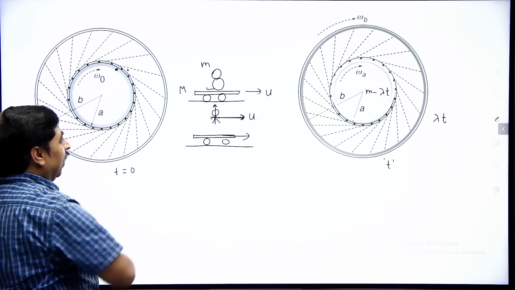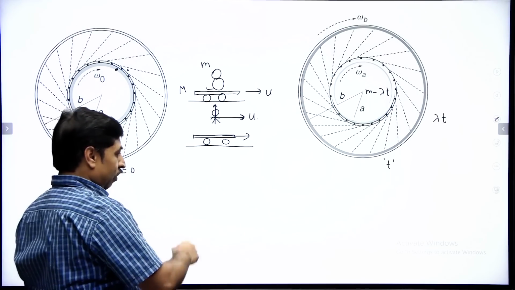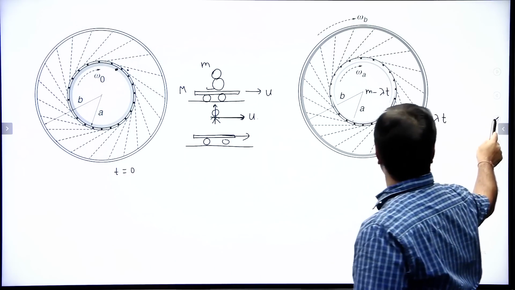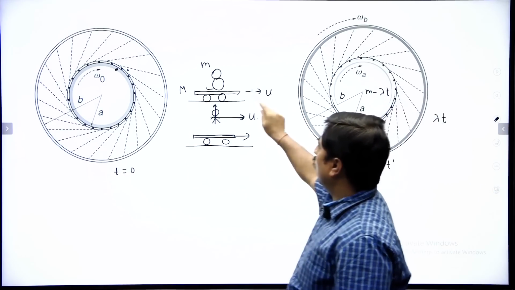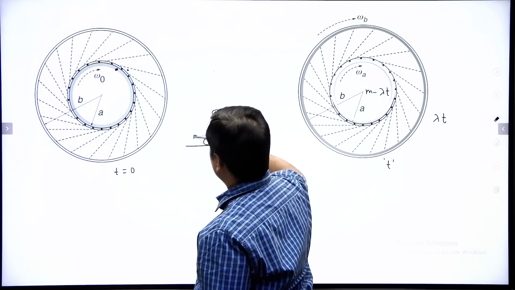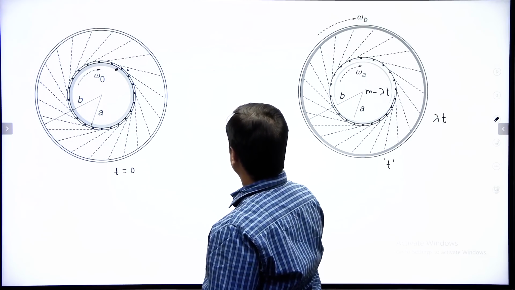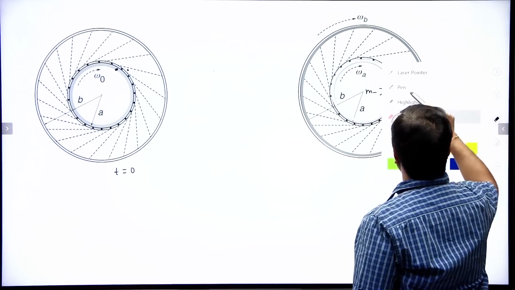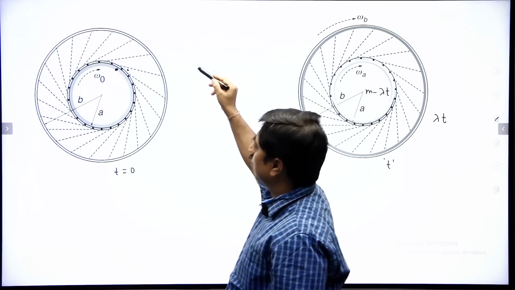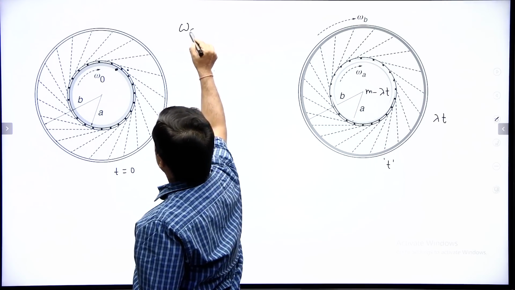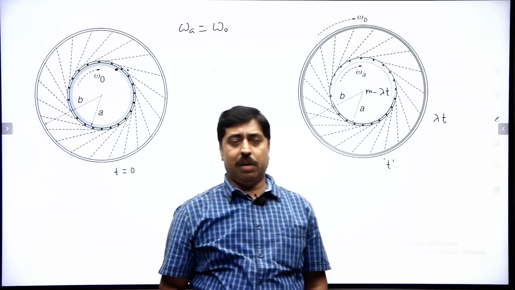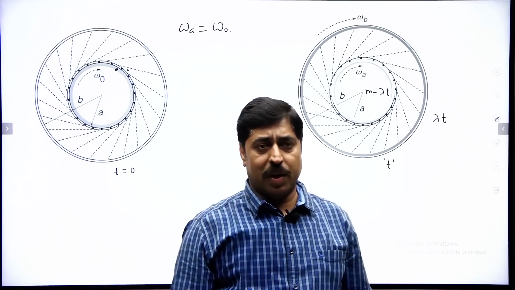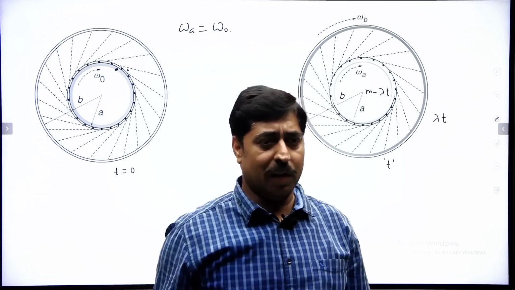So the angular speed of the inner drum will remain equal to omega naught all the time. It is just not going to change. When the entire sand comes out, then also the angular speed of the inner drum will remain omega naught only. So we have answered the first part. The inner drum has a constant angular speed.